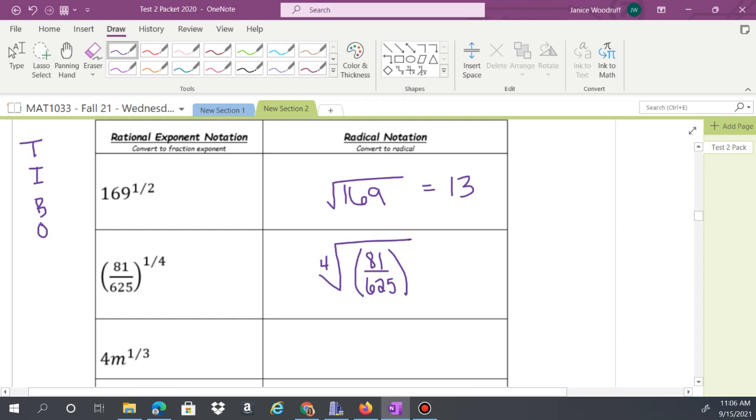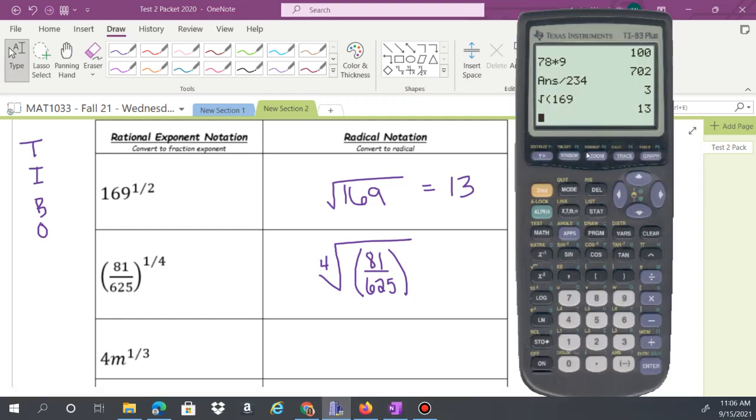And then here I can take the fourth root of each of these, I believe. So fourth root of 81. Everybody's calculator is going to be different, but you would want to look for that x root, or maybe a blank with the square root. In this calculator, the way I would do that is go 4 and then math, and then it's going to be number 5, the x root of 81. So that would be 3.